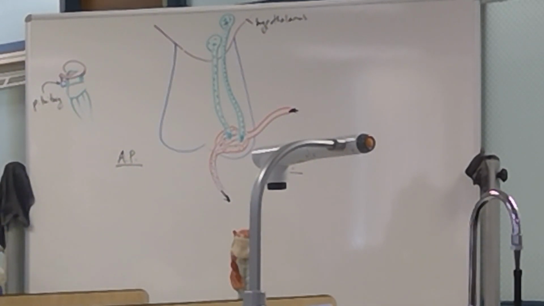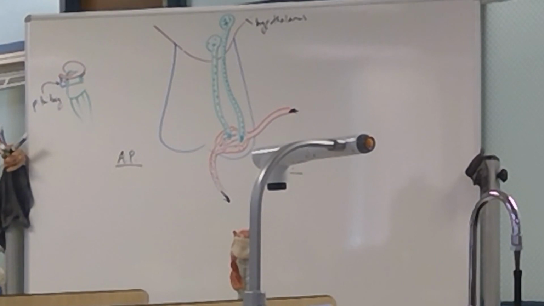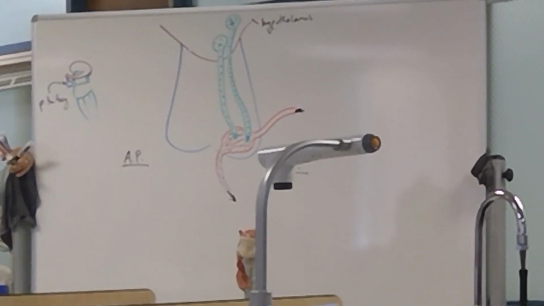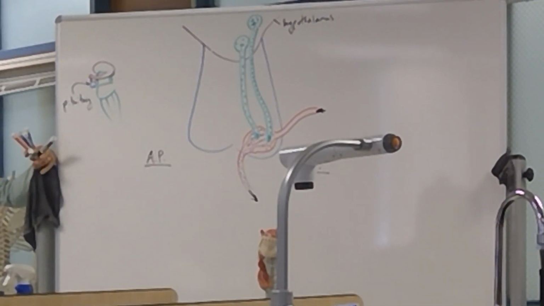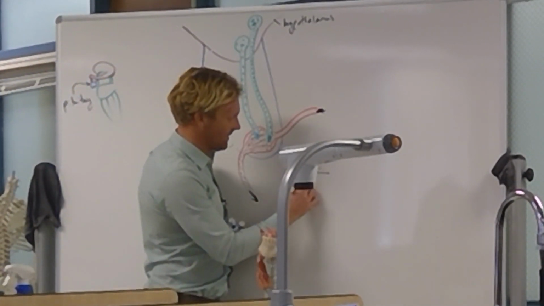This is why the pituitary is called a neuroendocrine gland, because it's like half neuron, half endocrine. It's a neuron that produces hormones. There's two different hormones that are released out of the posterior pituitary. The first hormone is called oxytocin.